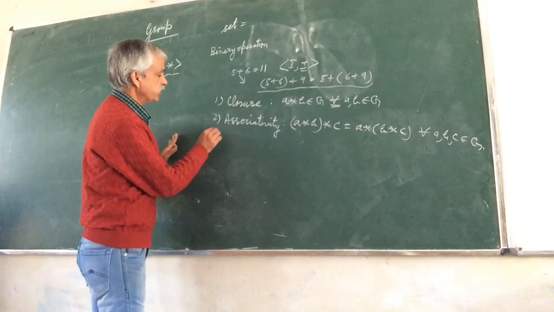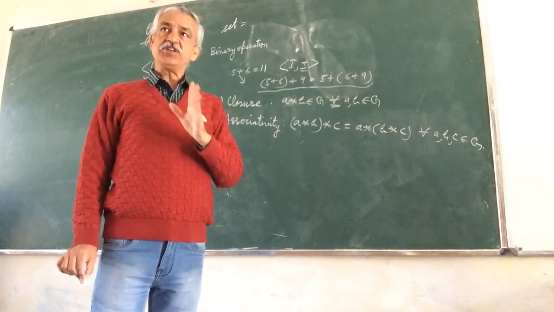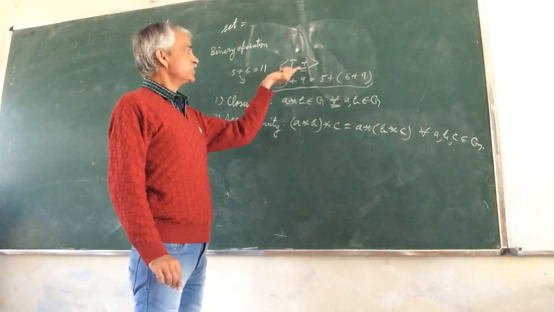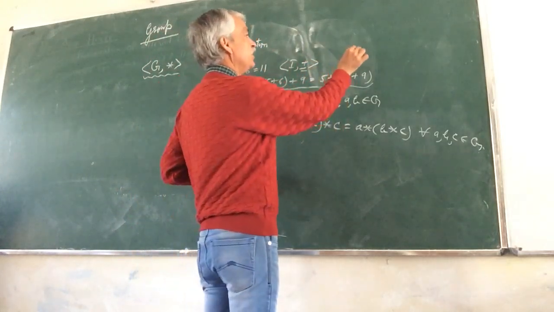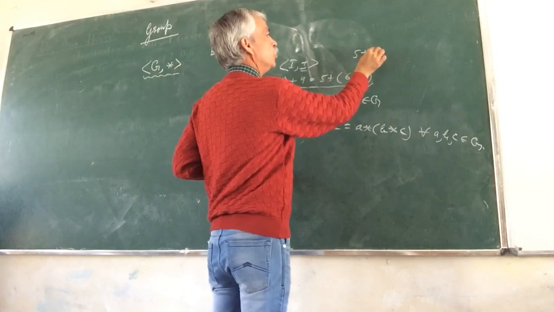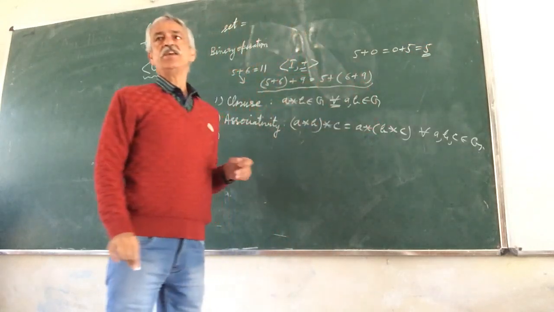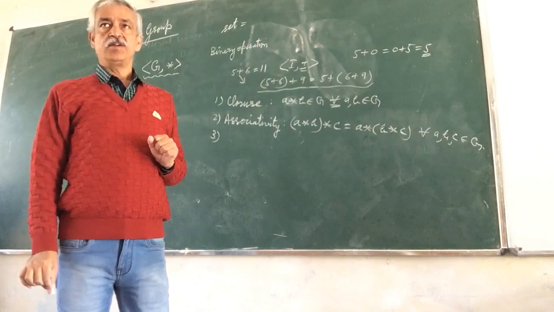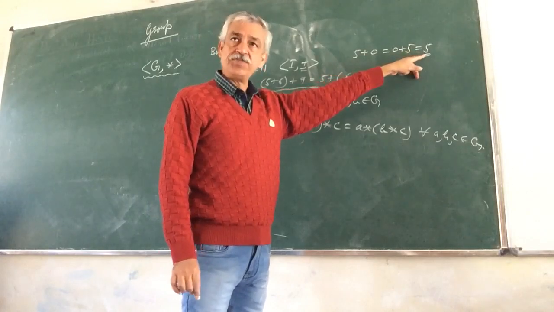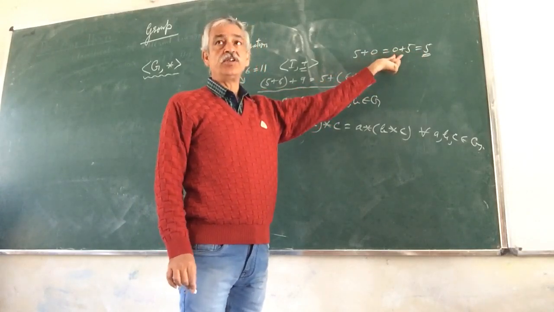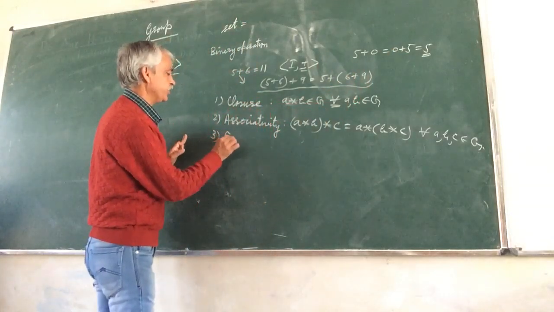The third property is that of identity. What is an identity? Identity is a special element. For example, in the set of integers, 0 has a special property that if we add any integer to 0 on the left or right, the result is the same integer. We add 0 to 5 on the right or left, we always get the integer 5. This property of 0 is called identity. So, existence of identity.